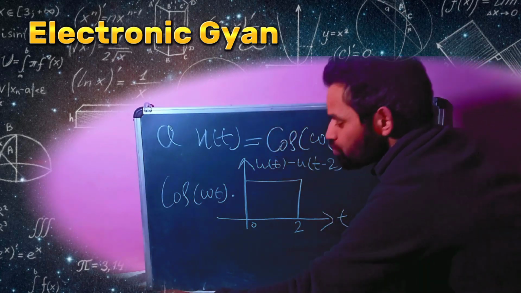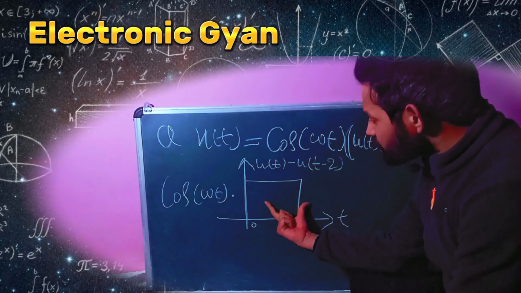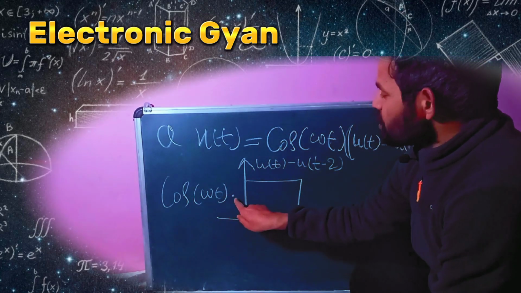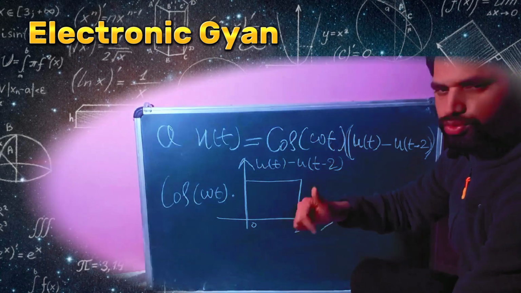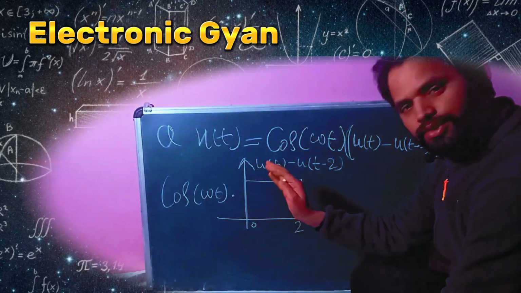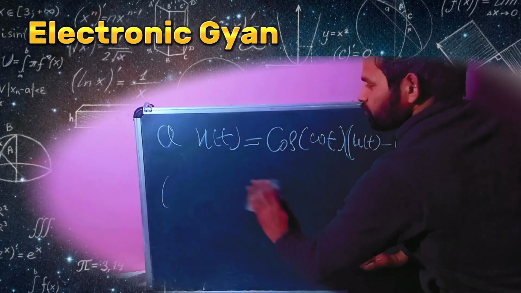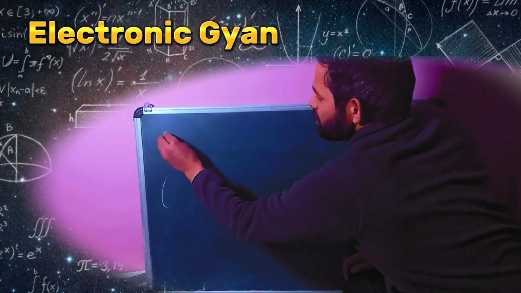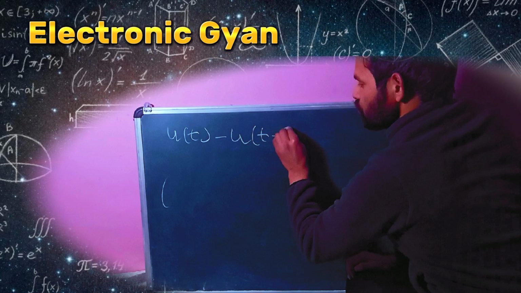So let's see how to find the Fourier transform. First we will find the Fourier transform for this, then for that, and after that, multiplication in the time domain corresponds to convolution in the frequency domain. That property we know very well. So first I have the u of t minus u of t minus 2 signal.